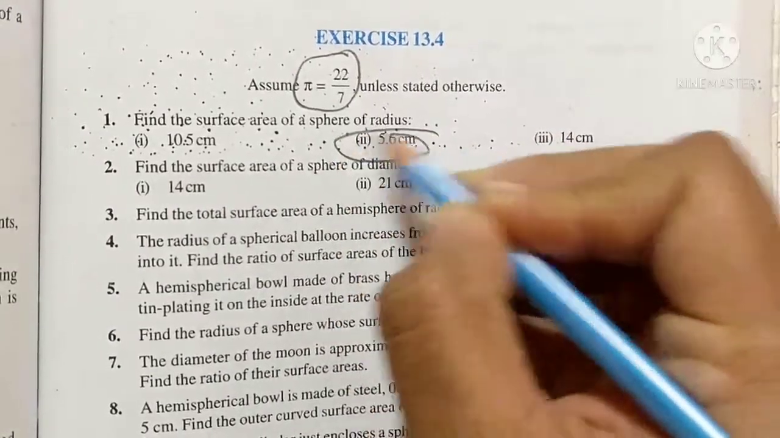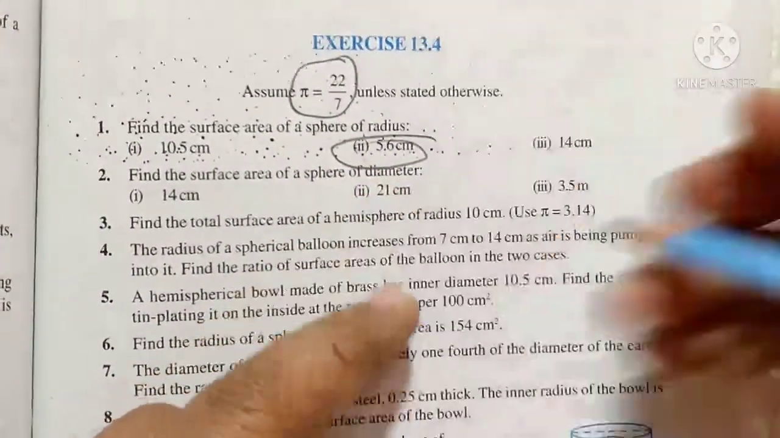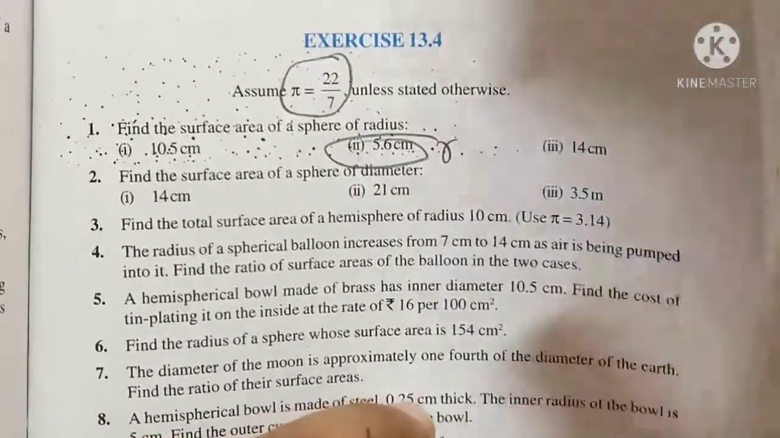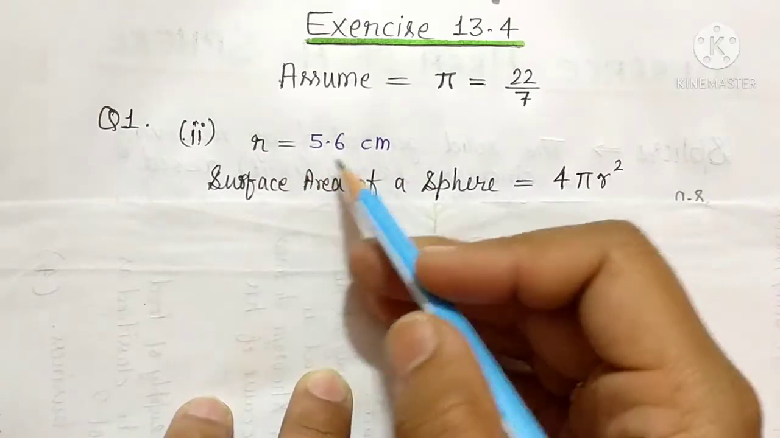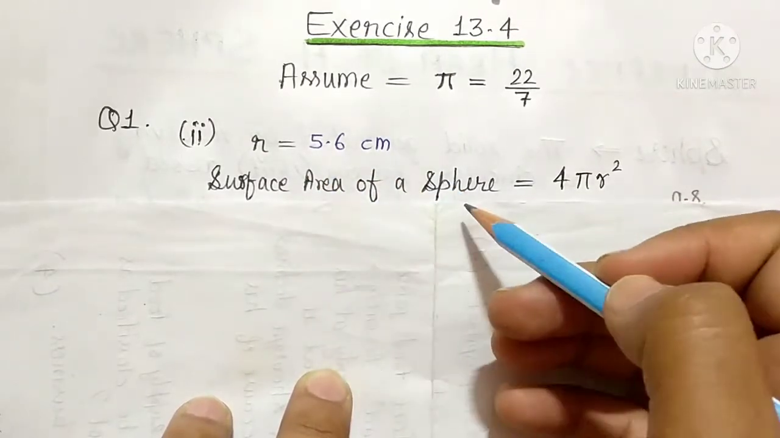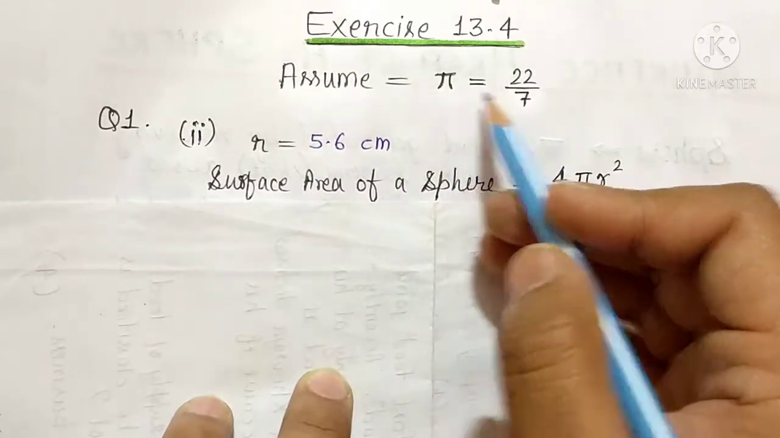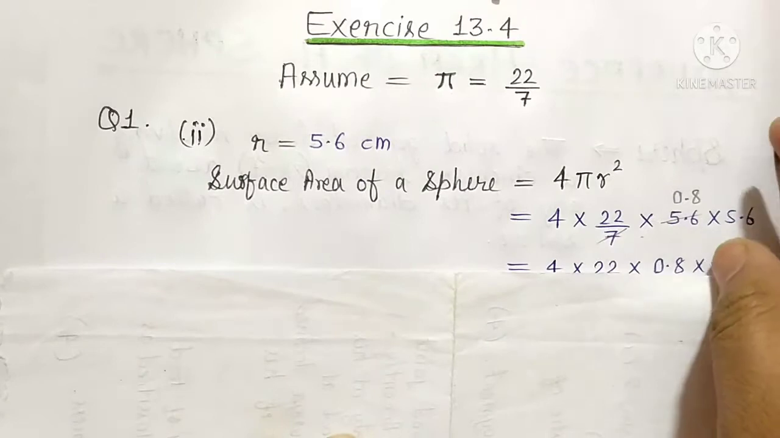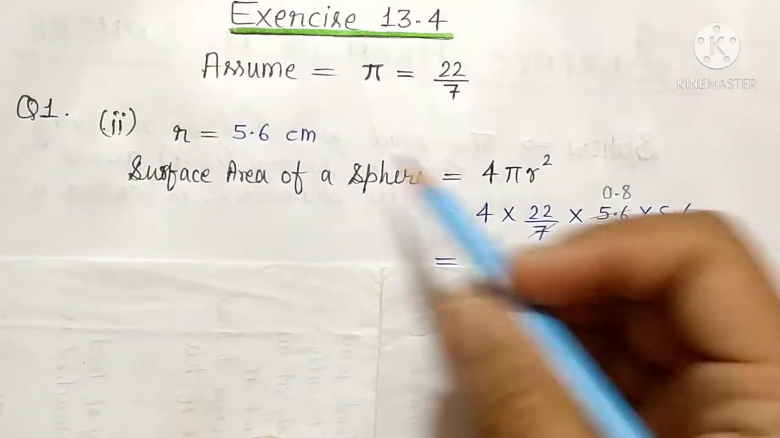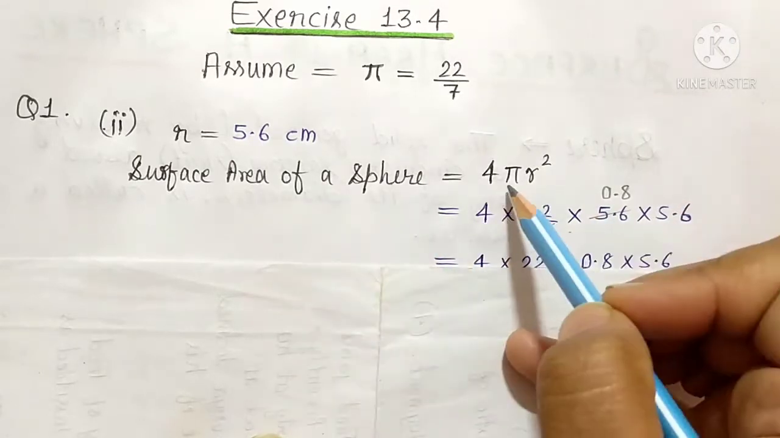So let's do the second part. We have to find the surface area of a sphere, and what is given? Radius is given, 5.6. So let's do this question. We are given a radius of 5.6 centimeters and we have to find the surface area of the sphere, for which the formula is 4 pi r square, and the value of pi we have to use is 22 upon 7. So 4 multiplied by pi, 22 upon 7, into the radius, which is given how much? 5.6 into 5.6. Why 5.6 twice? Because it is r square.